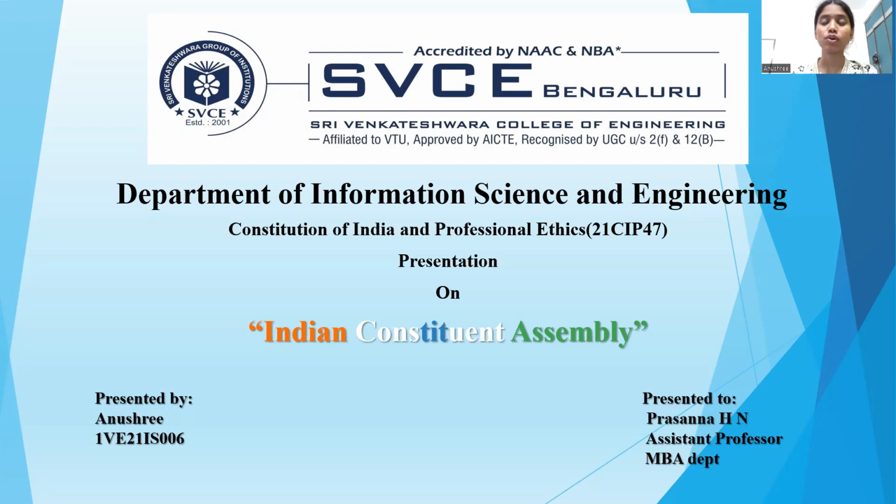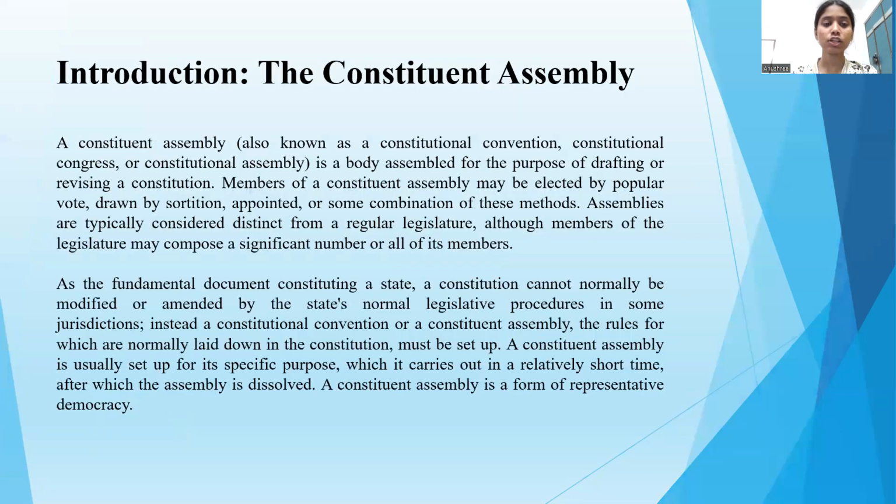Today's topic of my presentation is the Indian Constituent Assembly. Introduction. The Constituent Assembly. A Constituent Assembly, also known as the Constitutional Convention, Constitutional Congress, or Constitutional Assembly, is a body assembled for the purpose of drafting or revising a constitution.